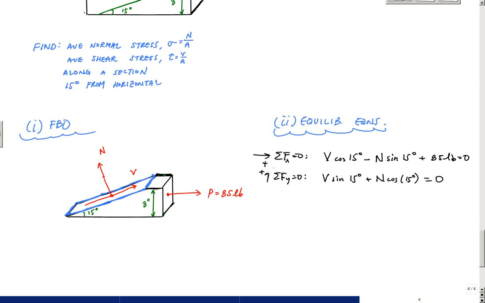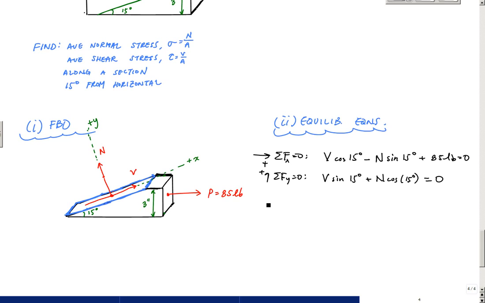The other thing you could do, though, is this is one option where you have just straight across, horizontal and vertical. Another option is to say, here, I'm going to call this plus X, and I'm going to call this parallel to my normal force plus Y right here.